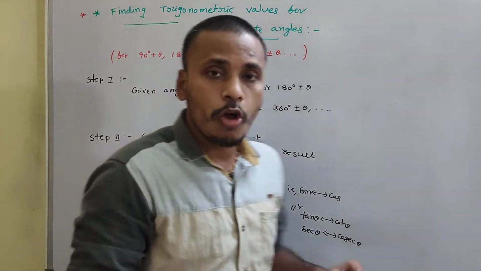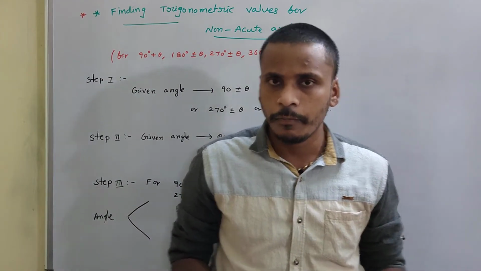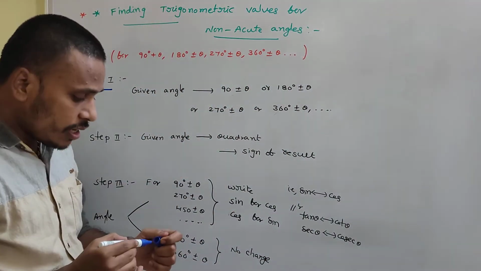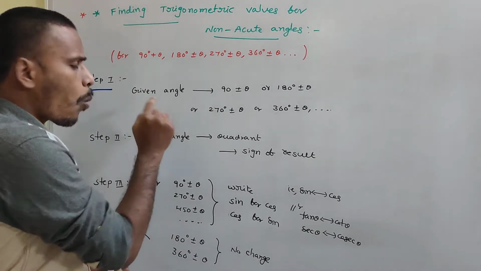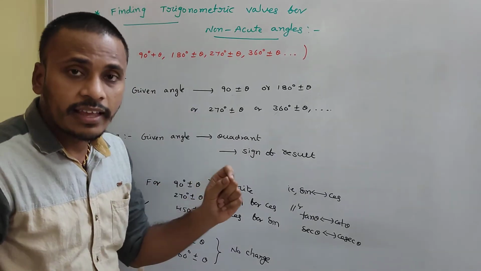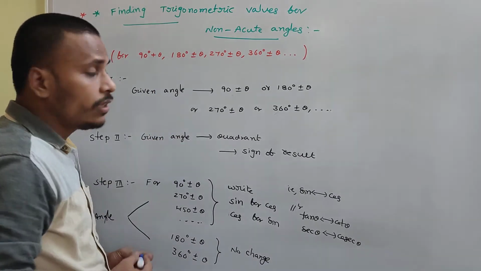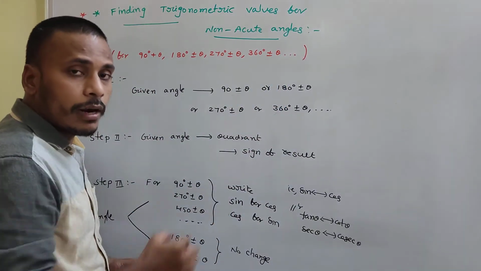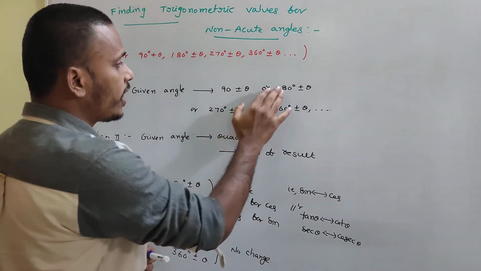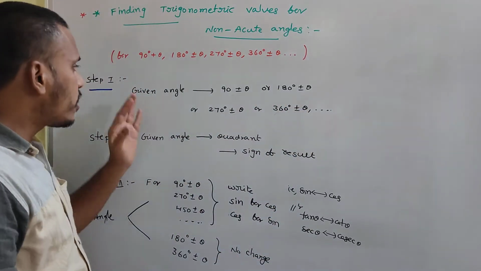So to find the trigonometric values for non-acute angles, meaning any given angle, we need to follow these three steps. Step 1: the question contains one angle at which we are going to find the trigonometric value, and you just convert that given angle into any of these formats: multiples of 90 plus or minus theta, that is 90 plus or minus theta, or 180 plus or minus theta, or 270 plus or minus theta, like that. Okay, this is the first step.